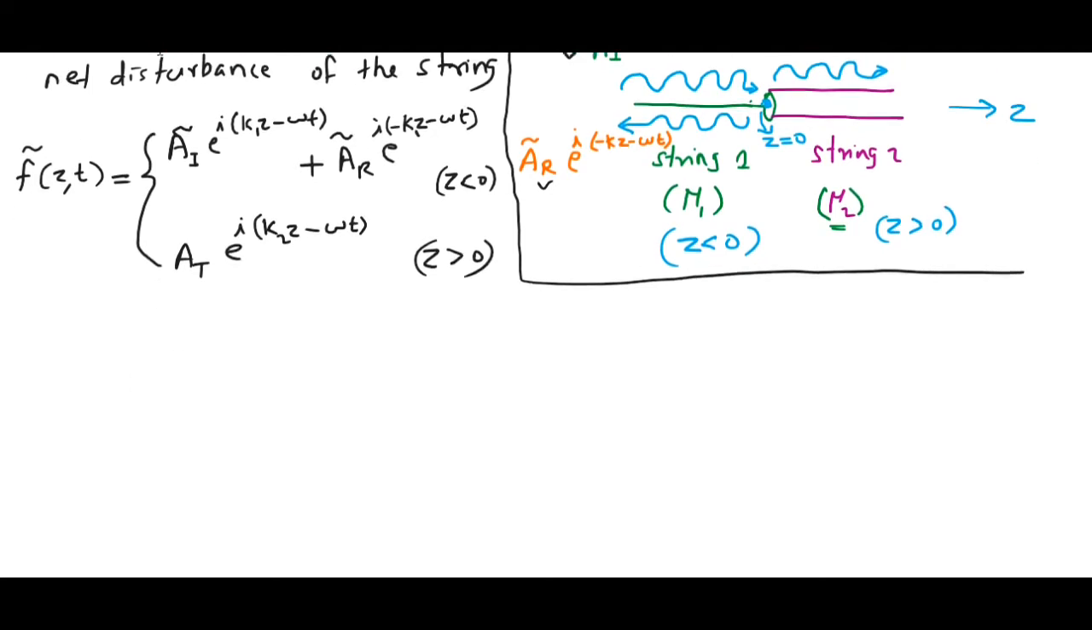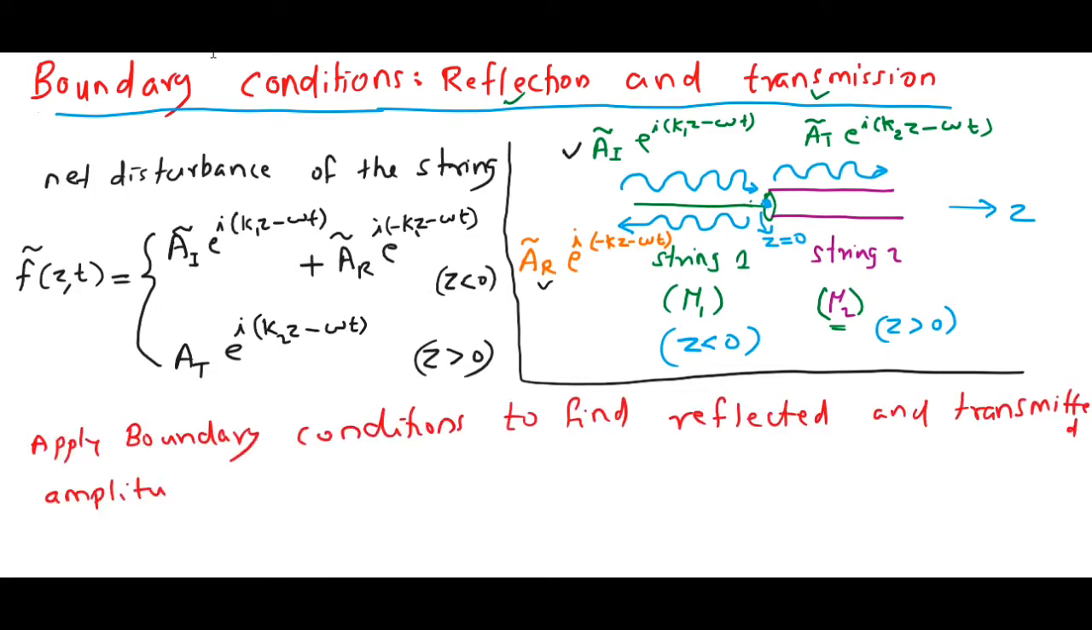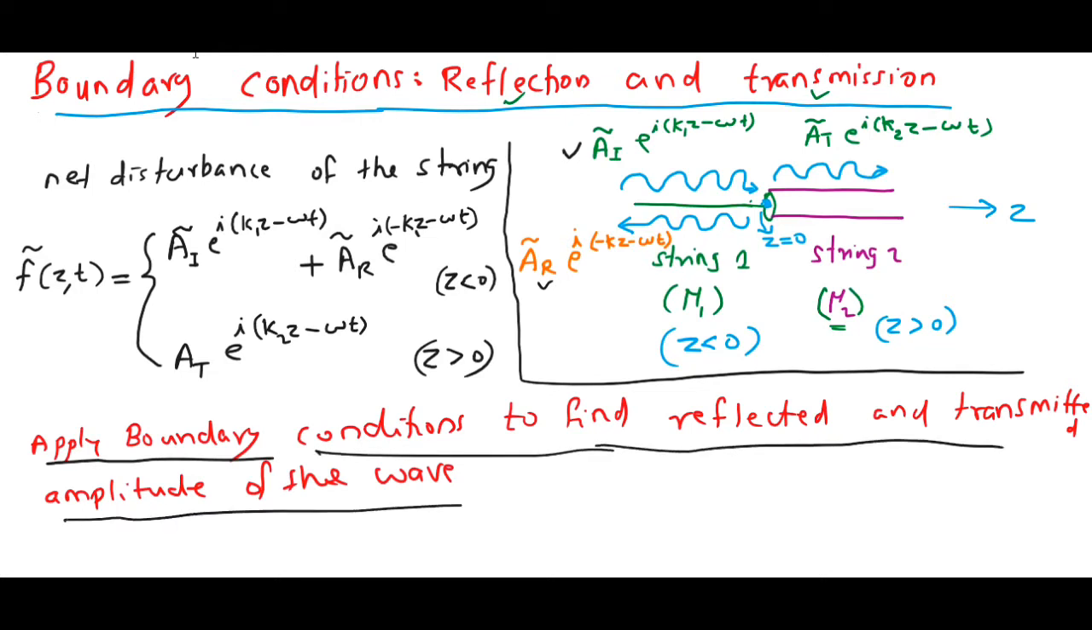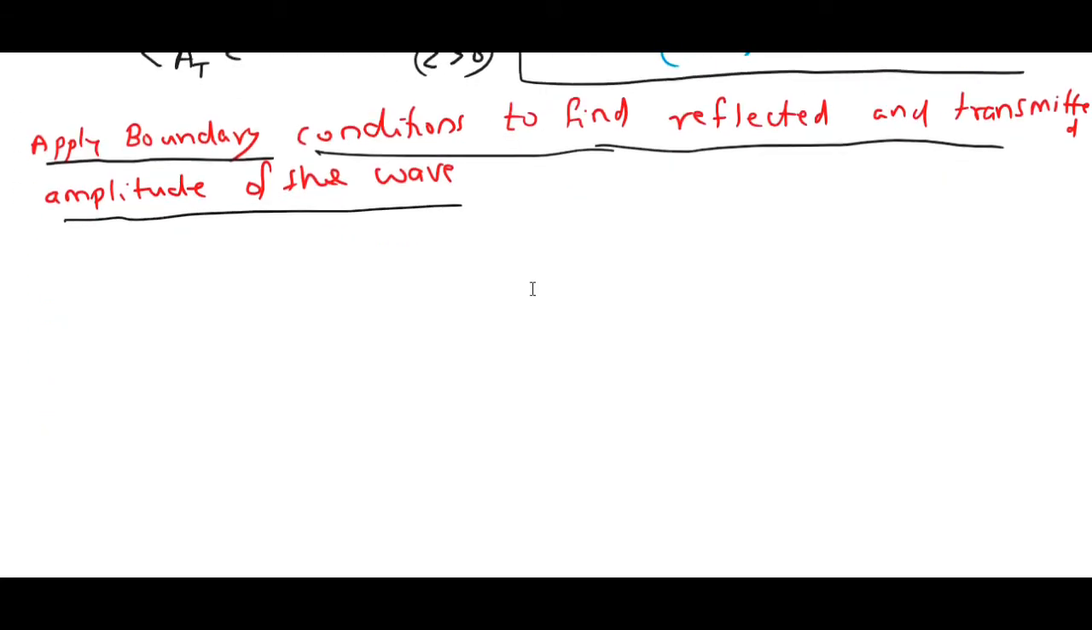Now what we are going to do is find the reflected and transmitted amplitude in terms of the incident amplitude. For this we apply the boundary conditions. We will apply boundary conditions to find the reflected and transmitted amplitude of the wave. What is the boundary condition? We have two boundary conditions. The first boundary condition is this one.